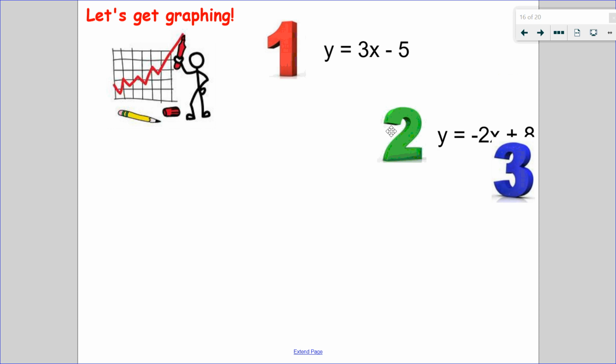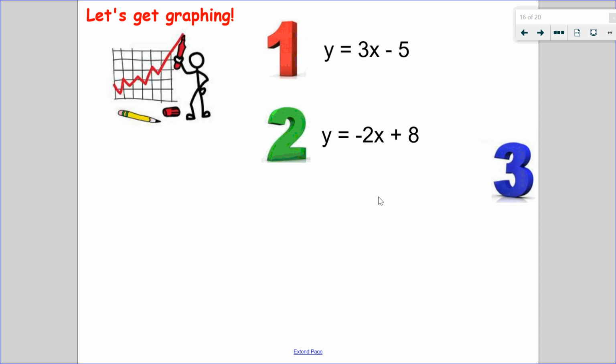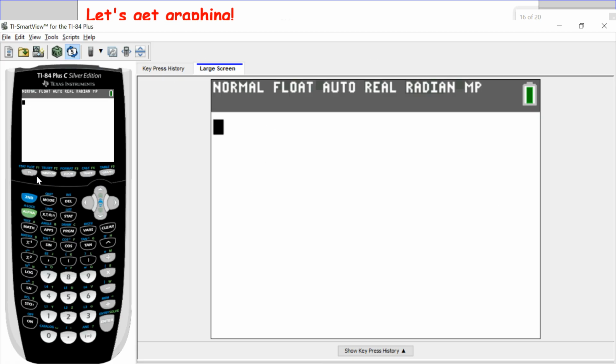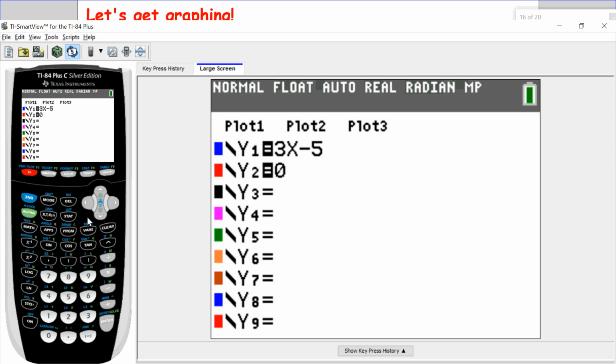My next graph that I want to look at is negative 2x plus 8. So let's go into our graphing calculator, and we're going to enter in negative 2x plus 8. So I'll clear this out. Negative 2x plus 8. Now I'll leave the 0 in there because I'm going to use it anyway. So let's hit graph.